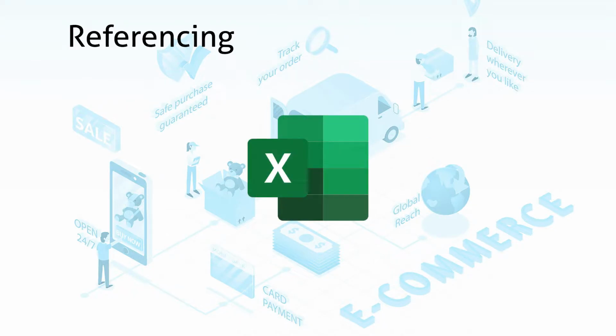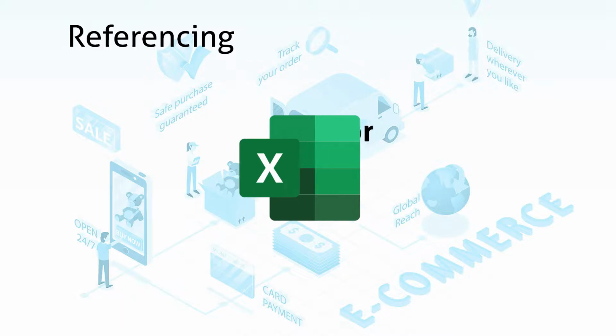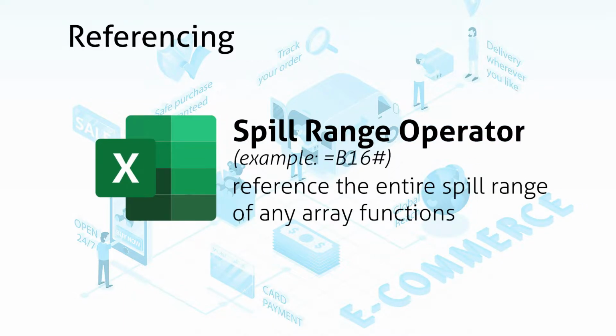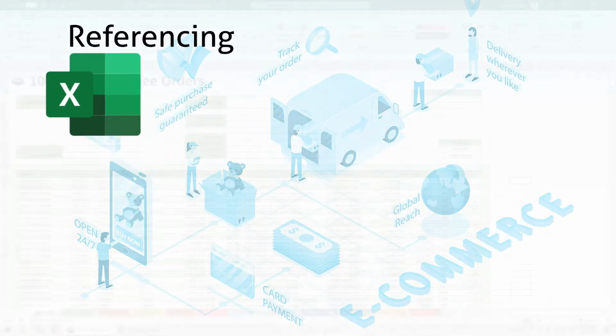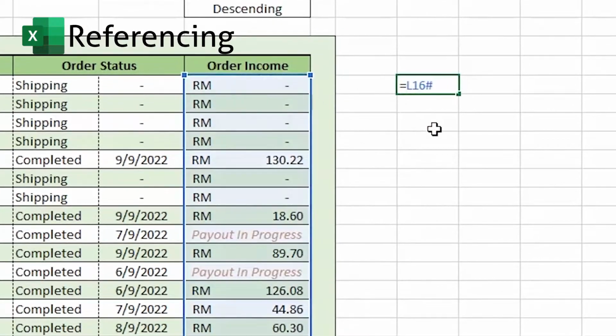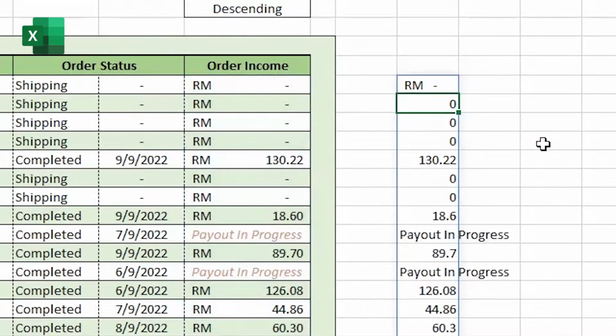There's no such thing as open reference in Excel, but Excel has a cool feature called the Spill Range Operator. It is very useful when dealing with array functions such as SEQUENCE, OFFSET, and many others. By placing a hashtag at the back of the reference, it can refer to the entire spill range.